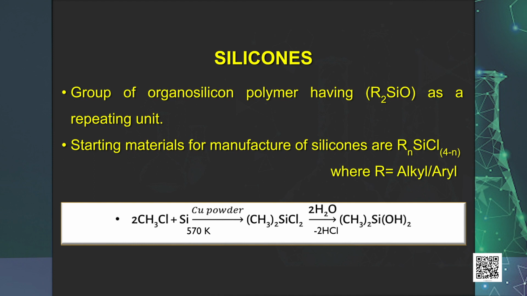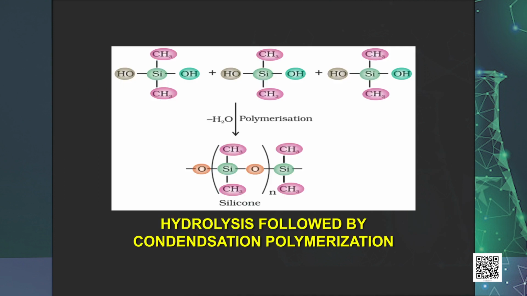Hydrolysis of dimethyl dichlorosilane, that is (CH3)2SiCl2, followed by the condensation polymerization, yields straight chain polymers. The reactions involved along with the structure is expressed on the screen. Silicones, as you can see in the structure, being surrounded by non-polar alkyl groups, are water repelling in nature. They have in general high thermal stability, high dielectric strength and resistance to oxidations and chemicals.